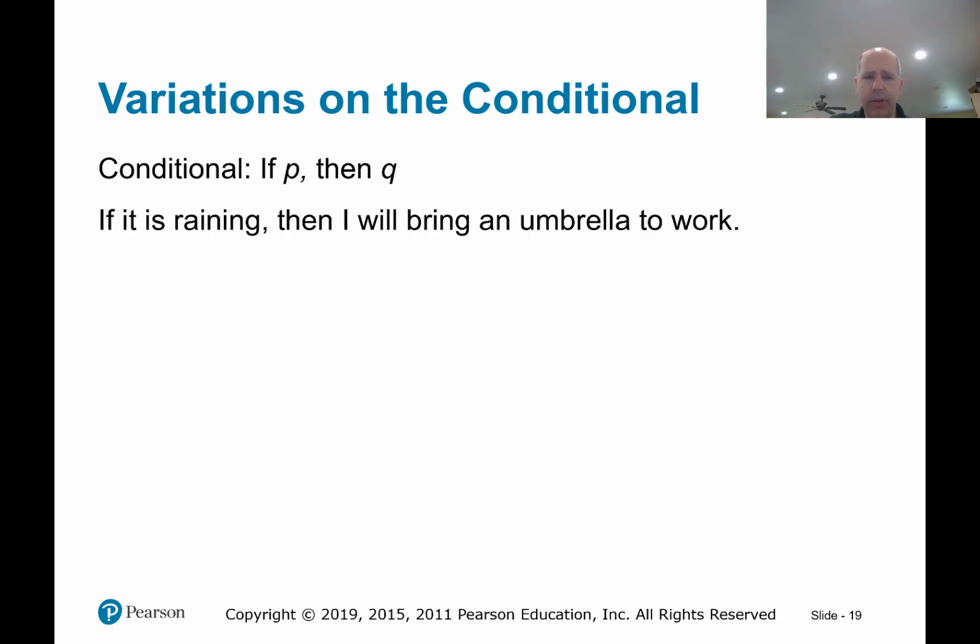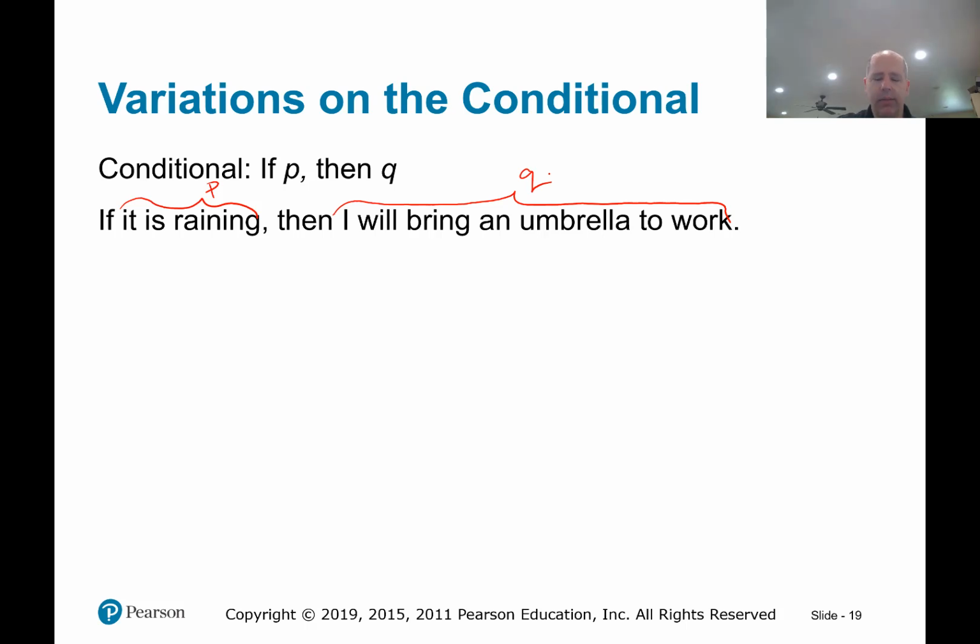And let's call this: if it is raining, then I will bring an umbrella to work. So what is P? P is the statement, it is raining. The if is not part of that. And then the Q is, I will bring an umbrella to work.